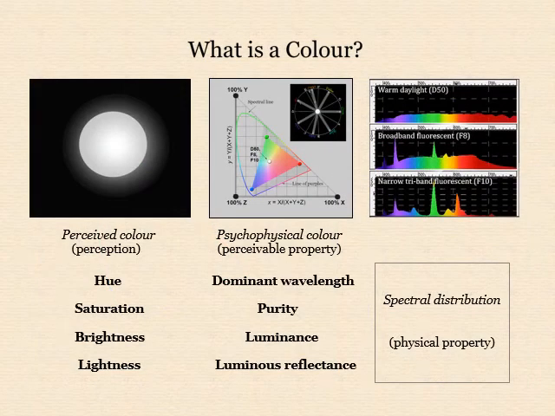We'll see in a later video that there are also psychophysical measures called luminance and luminous reflectance that relate to the perceived color attributes of brightness and lightness or grayscale value. Colours can be specified psychophysically in various ways, including tristimulus values, such as CIEXYZ, as sets of three psychophysical measures, such as dominant wavelength, purity, and luminance, or by a combination of chromaticity and luminance using a space called CIExyY.